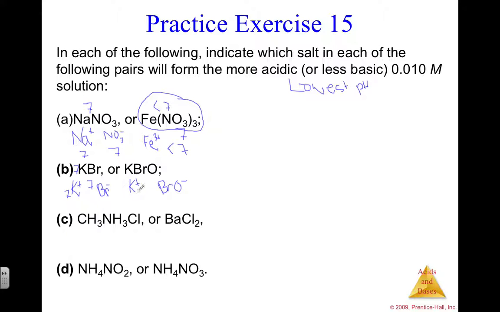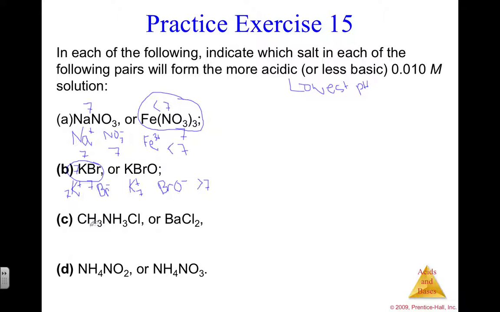KBrO, again, potassium is 7. BrO- is not the conjugate base of a strong acid. Therefore, it's the conjugate base of a weak acid, so its pH is going to be greater than 7 because it's basic. So which will have a lower pH? 7, or overall greater than 7? KBr, lower pH.